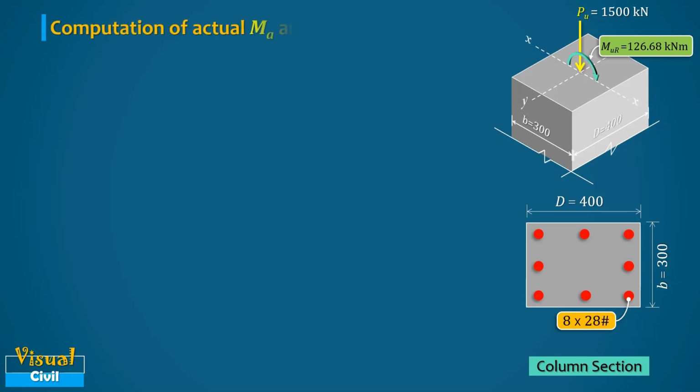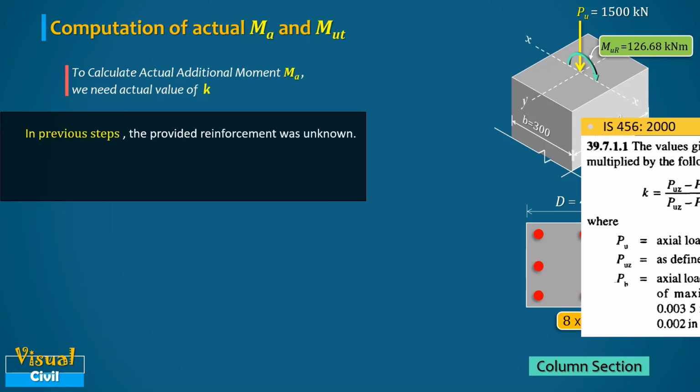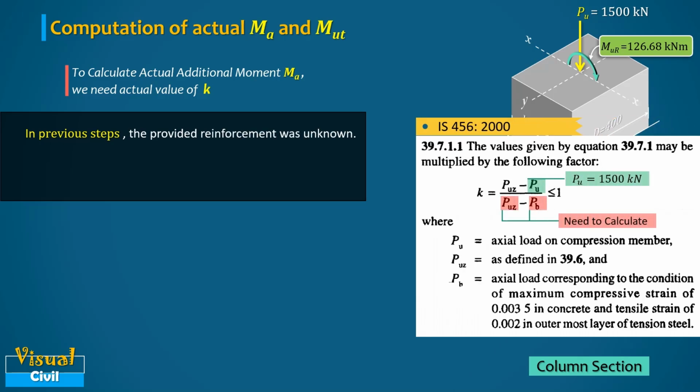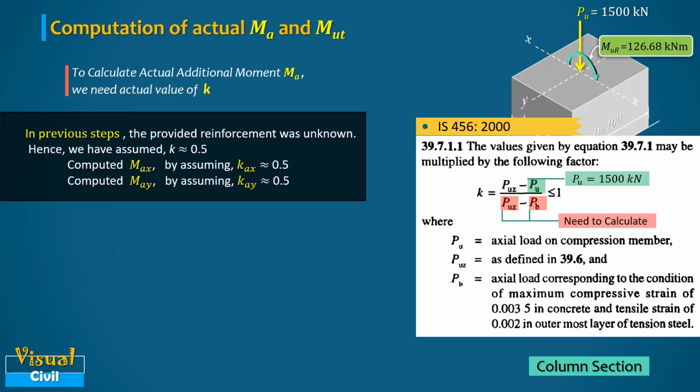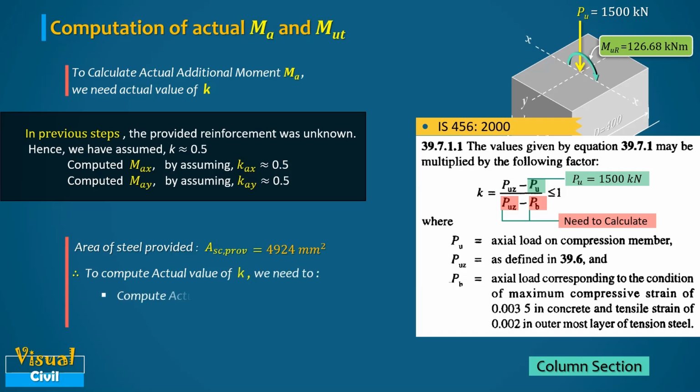In the previous steps, the provided reinforcement was unknown. Therefore, we couldn't calculate the values of Puz and Pb. As a result, we assumed k equal to 0.5 during the computation of additional moment. Now, in the current step, we know the provided reinforcement area. Therefore, to determine the actual value of the factor k, we must compute the actual values of Puz and Pb based on the provided steel.